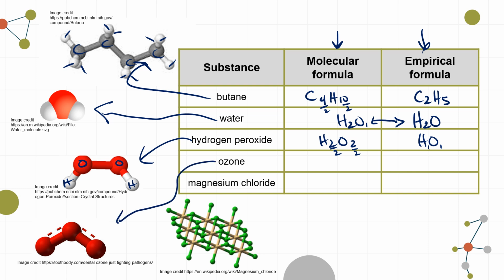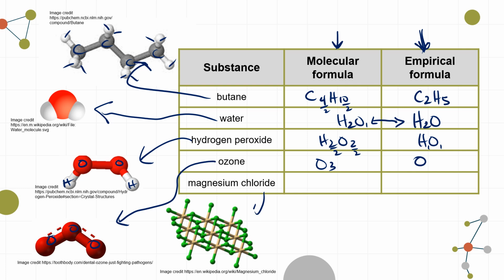Ozone. Ozone is here. It's O and O and O. O3 is ozone. It's all oxygen. I can divide 3 by 3 and get just O. This happens sometimes. If our compound is composed of just one element, the empirical formula can be just that one element.